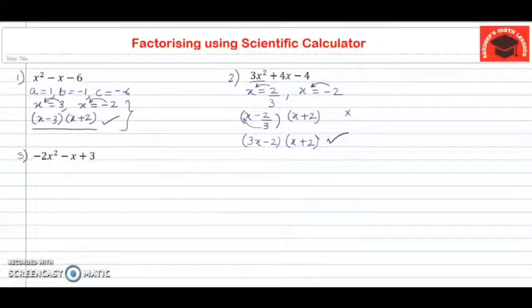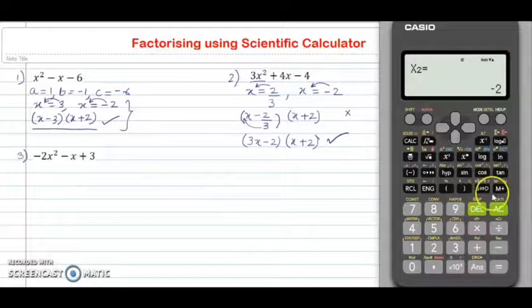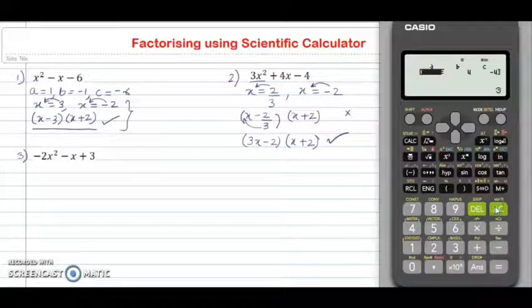Say I take a as -2, b as -1, and c as 3. So it will give me one value of x as 1. The other value is -3/2.